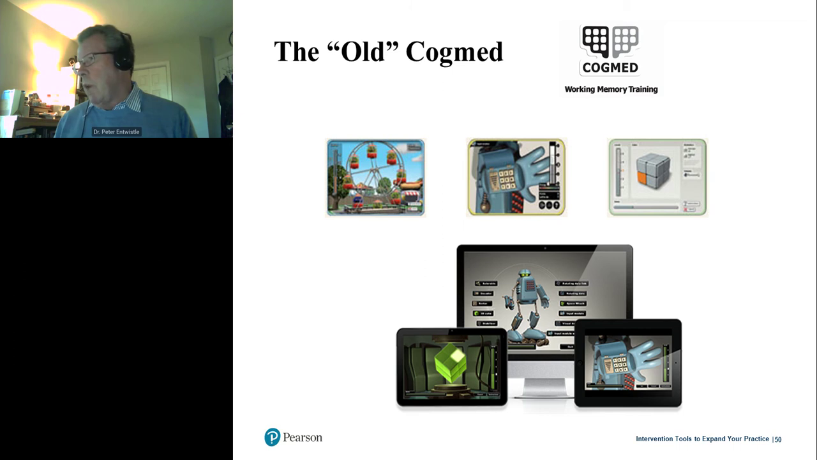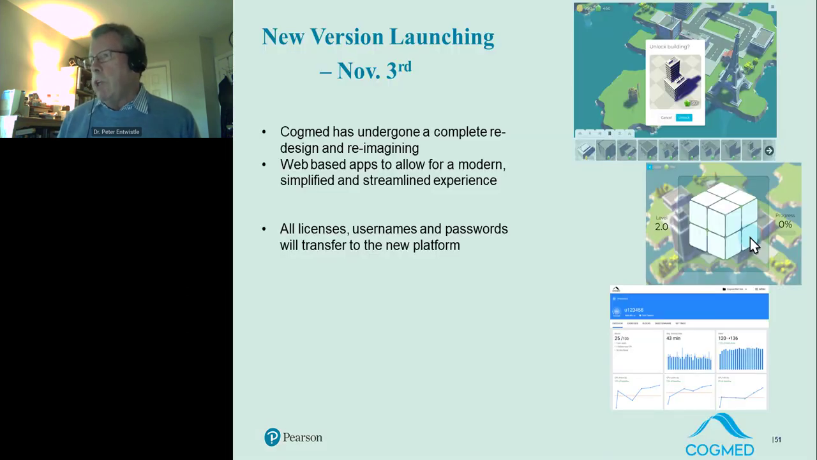So the old Cogmed program looked like this. And so it was game-like and fun, but as you can see, it's somewhat dated. And now what's happened is the Cogmed program has gone back to Klingberg and gone back to Scandinavia, where it has been updated. And so we now have a new version. There's a complete redesign, a reimagining. A lot of the same platform will be easily recognized by people who've had experience with the older program, and licenses, usernames, passwords are all going to transfer over to that new platform, and this is going to occur with effect from tomorrow. So this is a web-based app.